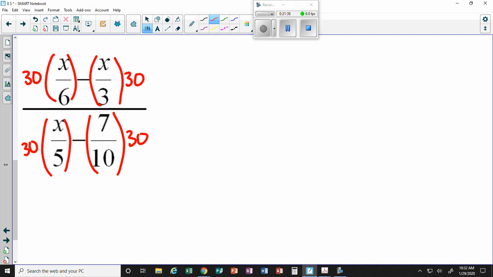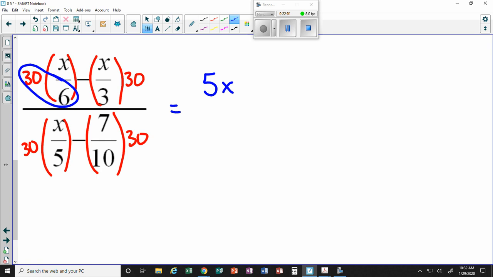So now, hopefully we can look at this and say, okay, if I were to rearrange this, this is 30 times x over 6. So I can take and reduce those. What is 30 divided by 6? 5. So I'm left with 5 times x. So this is really just going to be 5x there.